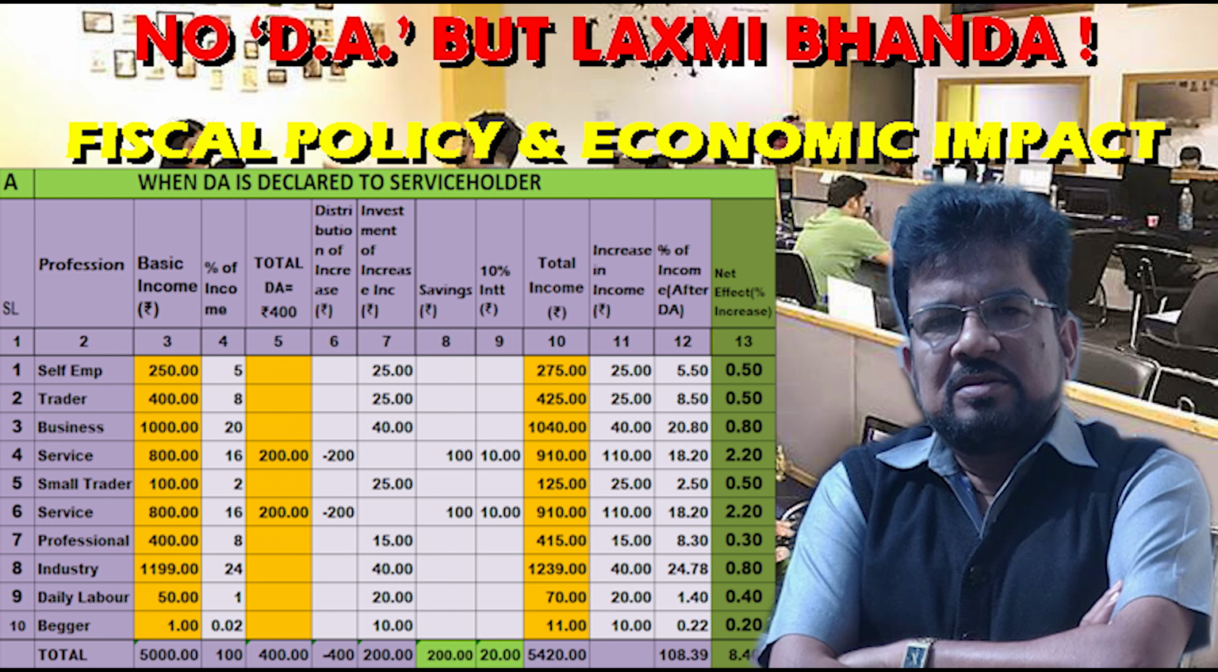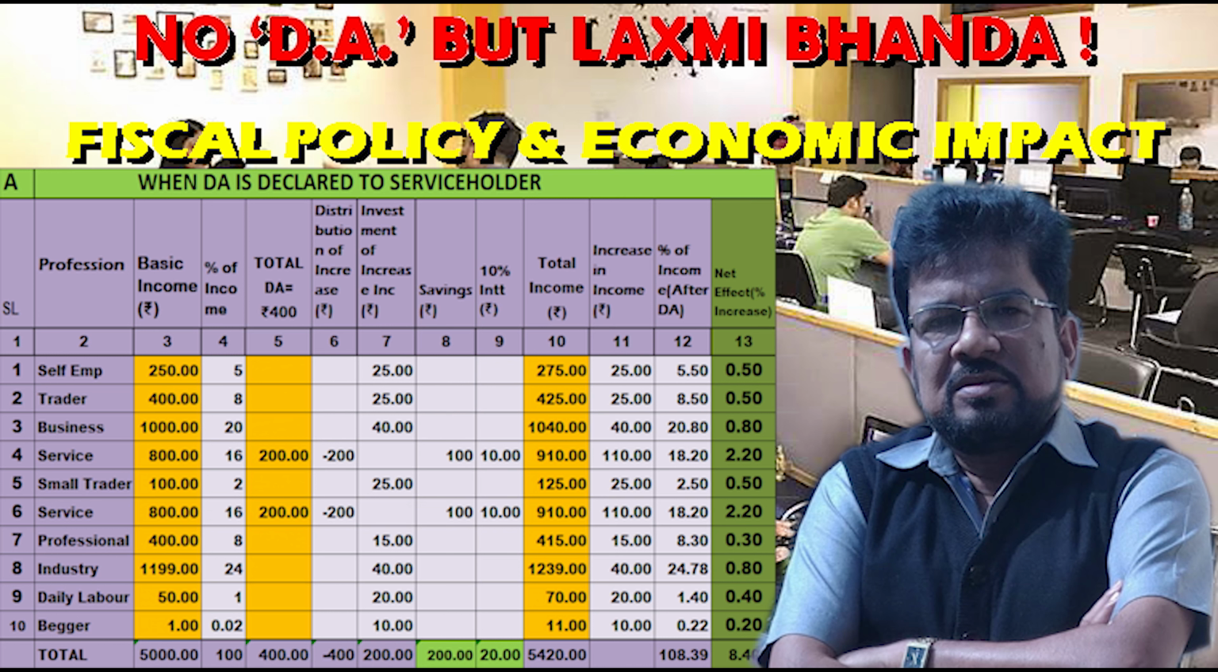That is, the total income of the economy, 5,000, is distributed in such a manner, and the percentage is given in column 2. Then the government declared DA. You see here the DA is 400, that is, service 1 is 200 and service 2 is 200. There are two service holders we assumed here, and whenever DA is declared, we assume that their expenditures before declaration of DA were constant. Hence, that has been excluded in this calculation.